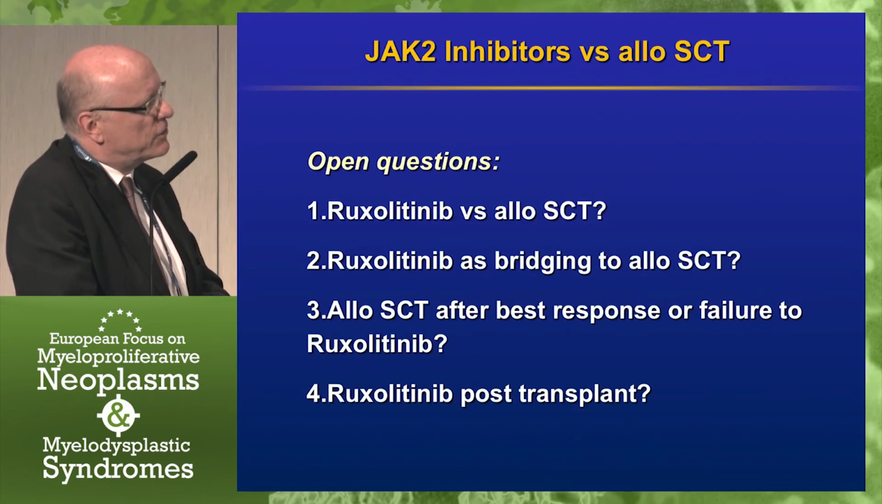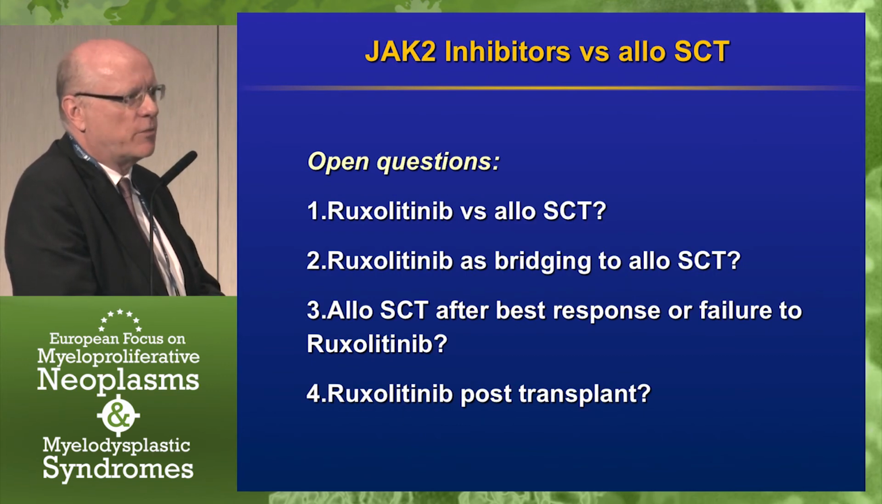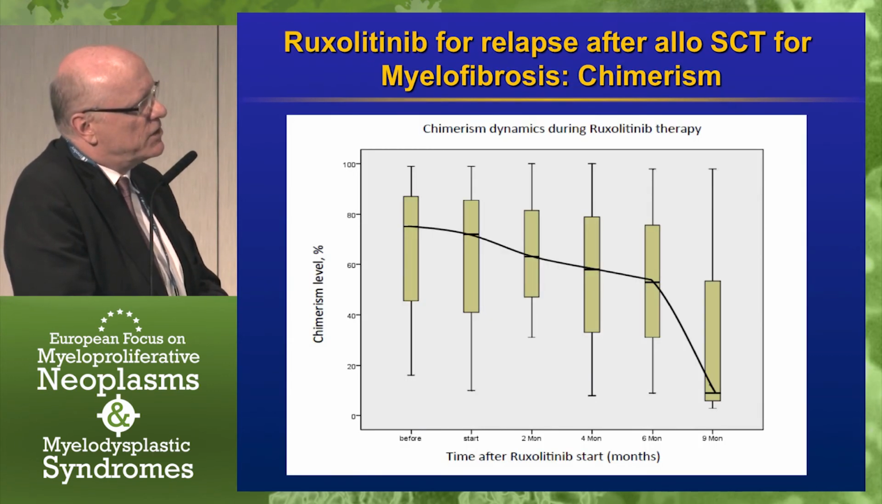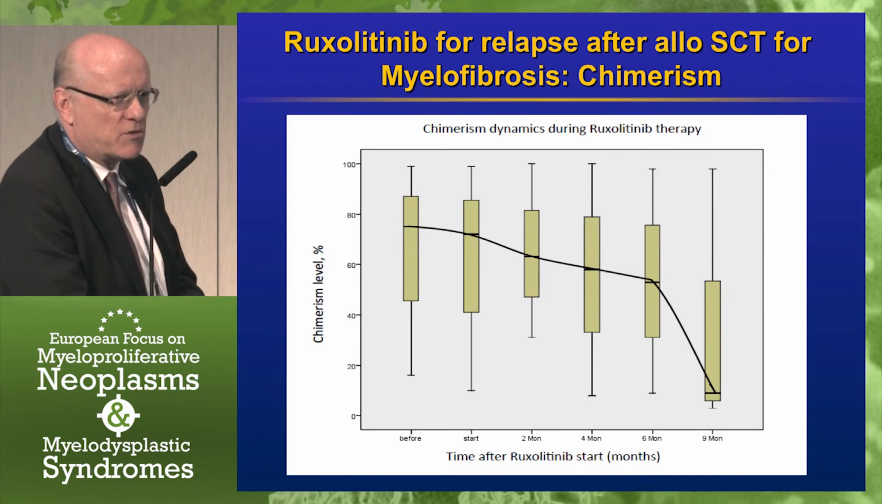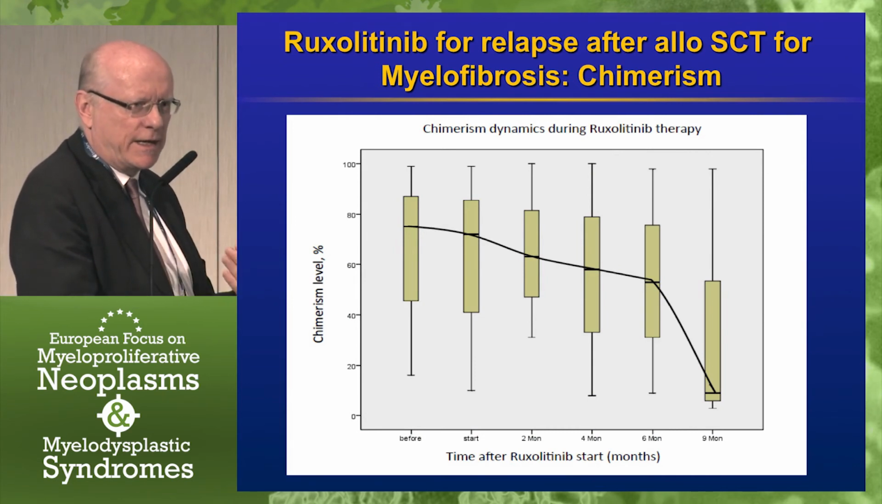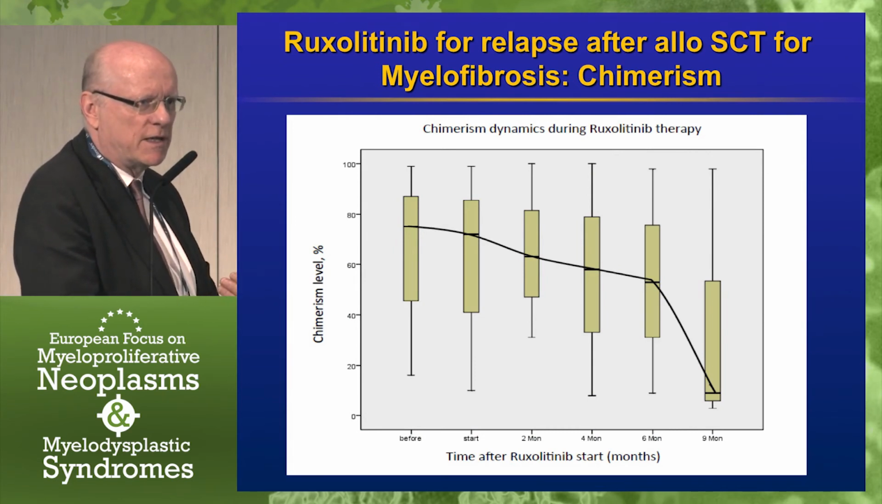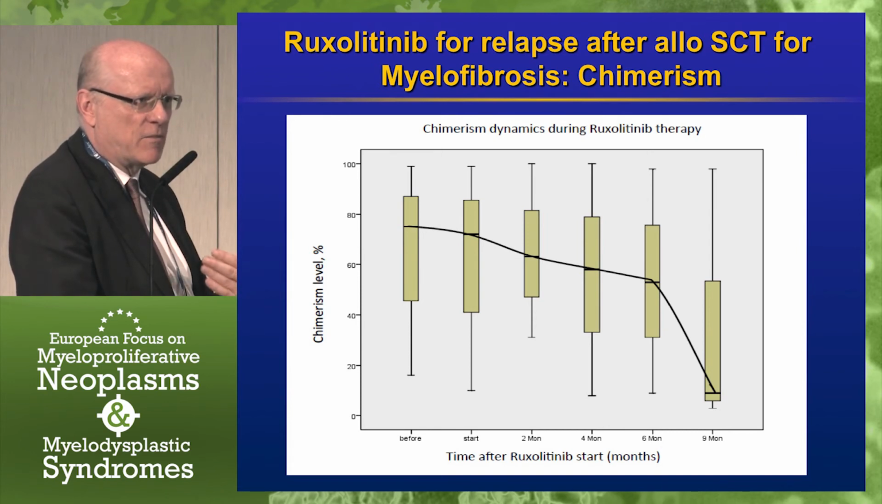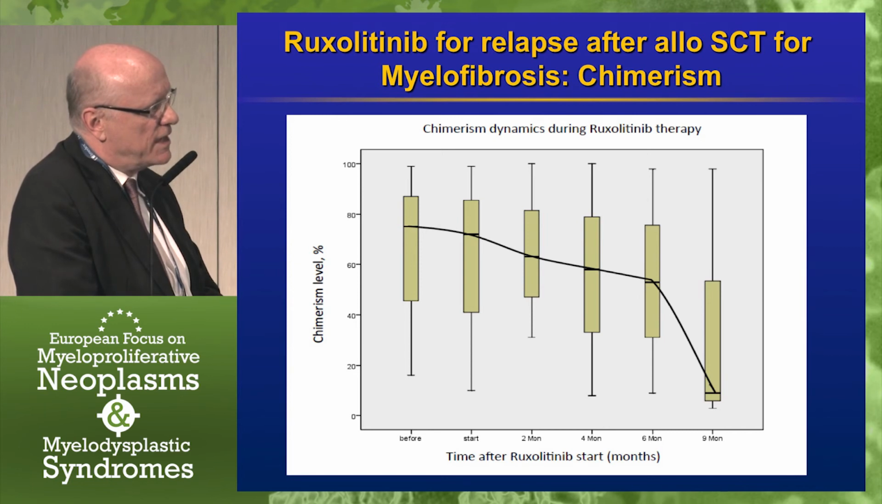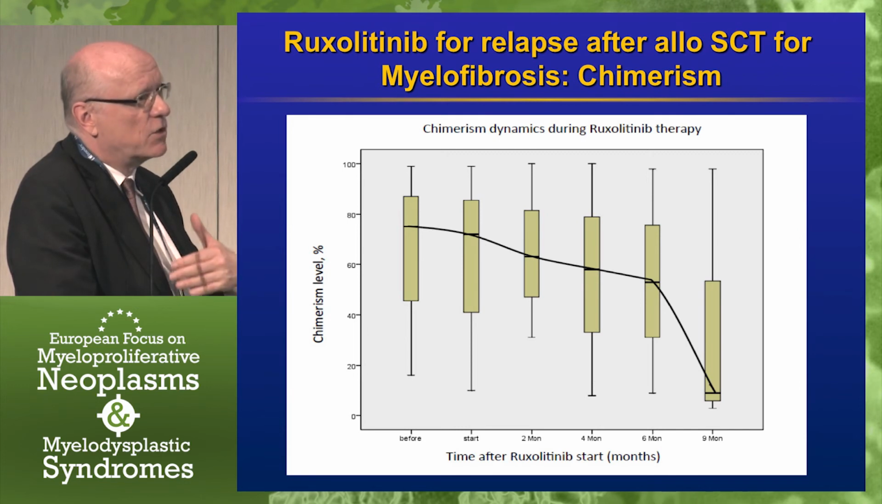So last, I will give you some ideas about using Ruxo post-transplant. So interestingly, when we used Ruxo post-transplant, and this is in line with the COMFORT-1 and COMFORT-2 study, Ruxo is not targeting the malignant clone. So if you have a relapse patient, you can see this is a chimerism. So usually they have only mixed chimerism, but in all of these patients, the chimerism goes down. It is not going up.